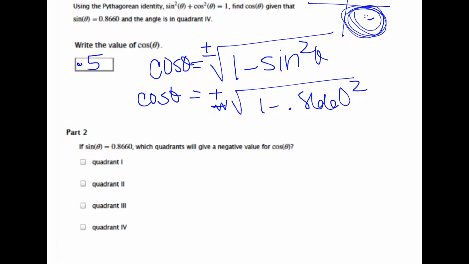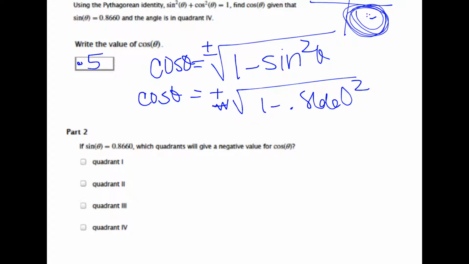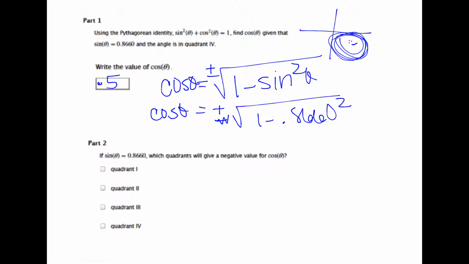The problem down here says if sine is 0.8660, which quadrants would give negative values? The quadrants that would give negative values would be right here. For a negative value for cosine would be right here and here. So that's 2 and 3.